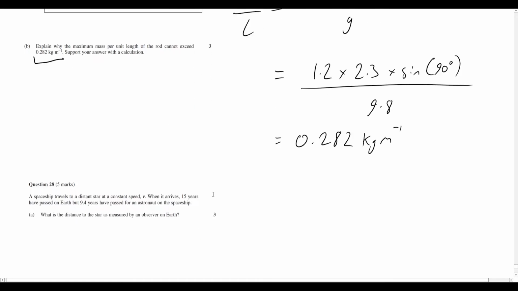Okay, so now moving on to question 28. A spaceship travels to a distant star at a constant speed v. When it arrives, 15 years have passed on Earth, but 9.4 years have passed for an astronaut on the spaceship. So what is the distance to the star as measured by an observer on Earth? Seemingly a bit of a random question there at the end, but we know how to approach this problem.